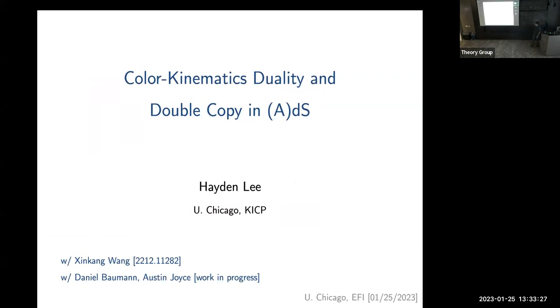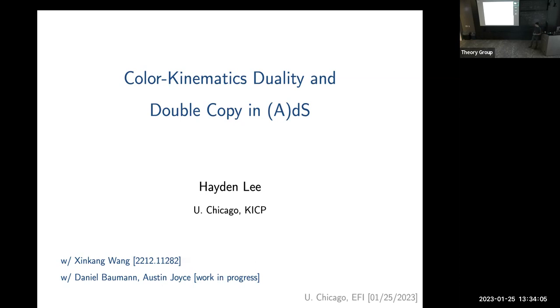So today I'd like to talk about a paper we just put out last year with Xinkan Wang, and also ongoing work with Daniel Baum and Austin Joyce about the topic of the double copy in ADS and DS. If you've been going to any amplitudes talks, then you probably have heard about the term double copy. Double copy, as I'll describe in more detail later, is a particular relationship between gauge theory and gravity. Basically it says that you can get gravity amplitudes by taking two copies of gauge theory amplitudes, and hence the name double copy.